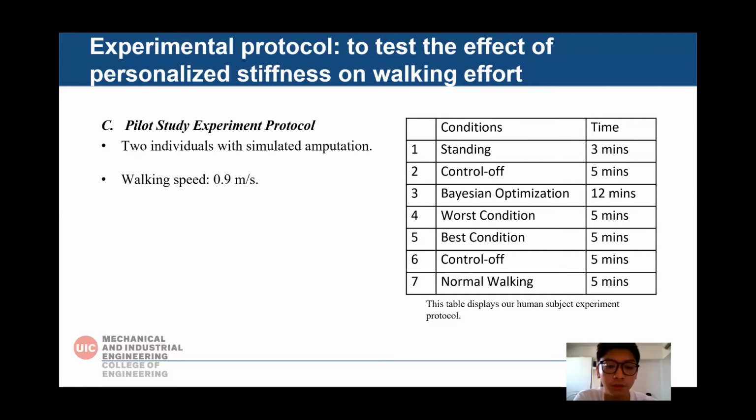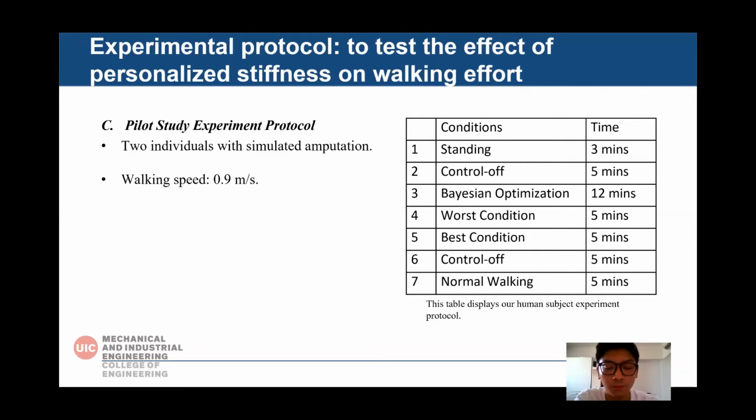For our experiment protocol, we follow the table on the right with walking speed 0.9 meters per second, which is a self-selected comfortable speed. We conducted the pilot study with 2 individuals with simulated amputation. We let subjects stand for 3 minutes in the beginning and then walk for 5 minutes with control mode, which was just holding the motor.